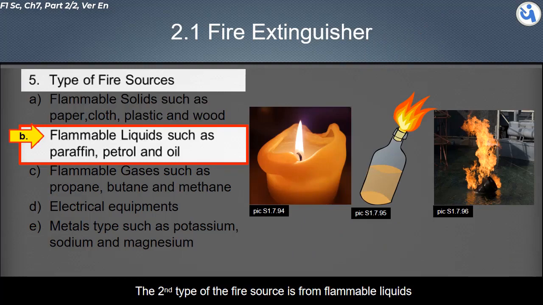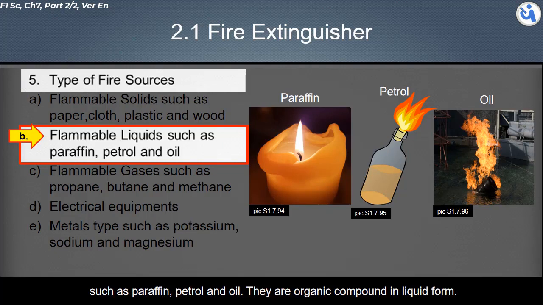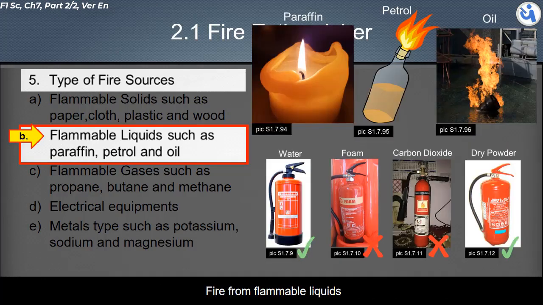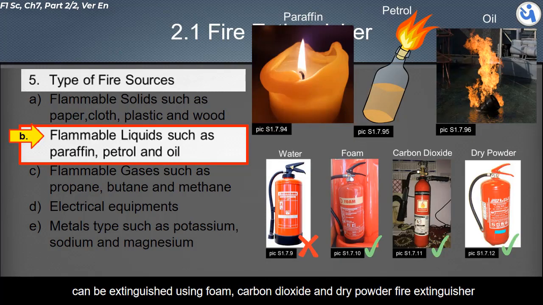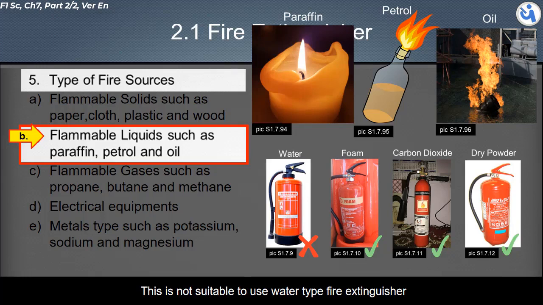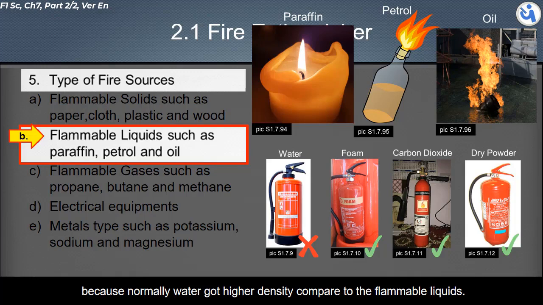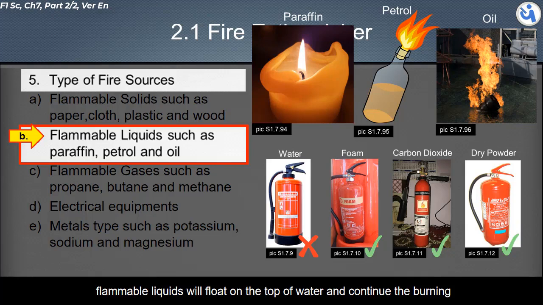The second type of fire source is flammable liquids, such as paraffin, petrol and oil. They are organic compounds in liquid form. Fire from flammable liquids is extinguished using foam, carbon dioxide and dry powder fire extinguishers. It is not suitable to use a water-type fire extinguisher, because normally water has a higher density compared to flammable liquids. Flammable liquids will float on top of the water and continue burning.